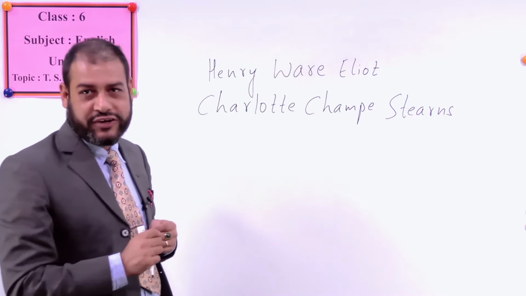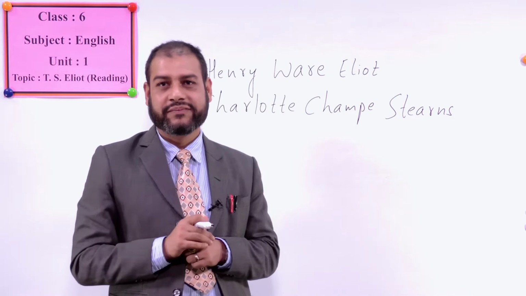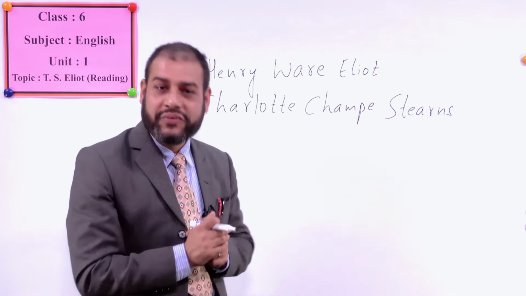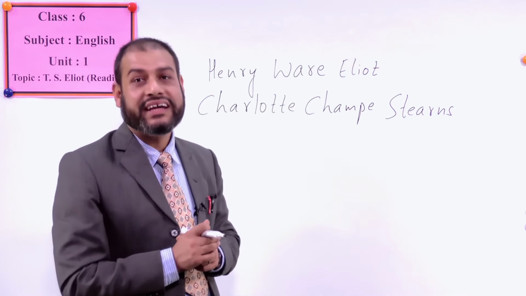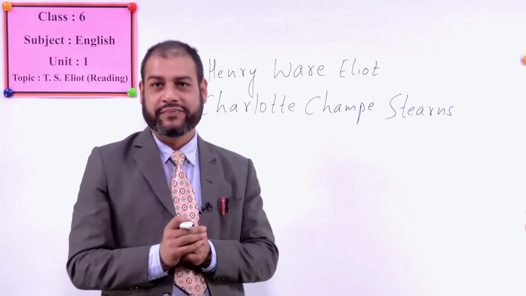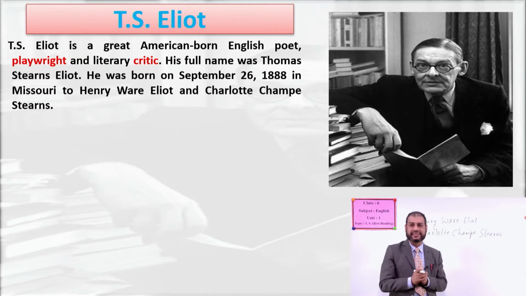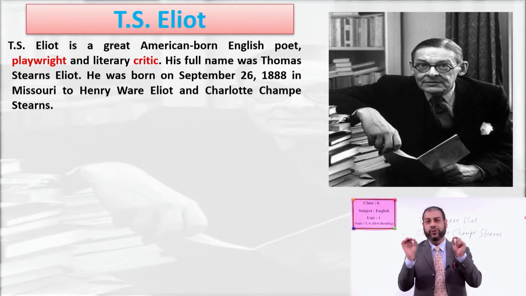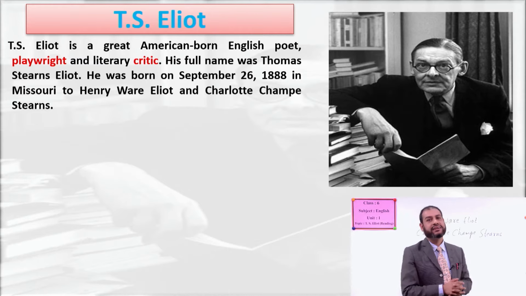So, from this paragraph, you have to find out three things. So, first question for you is, who was T.S. Eliot? Your answer? Yes, you are right. T.S. Eliot was a great American-born English poet. Okay? And you have to tell me, what was his full name? It was Thomas Stone Eliot. Again, you are right. And another question for you. When was he born? You have to tell me the date. Yes, you are again right. He was born on September 26, 1888.